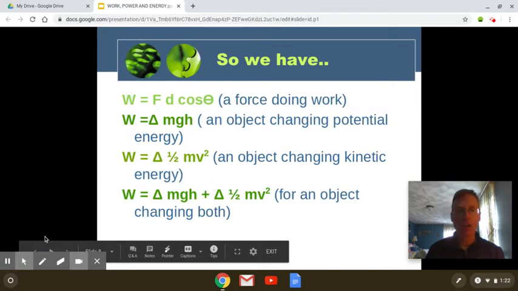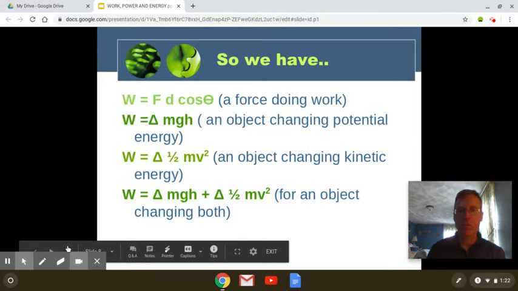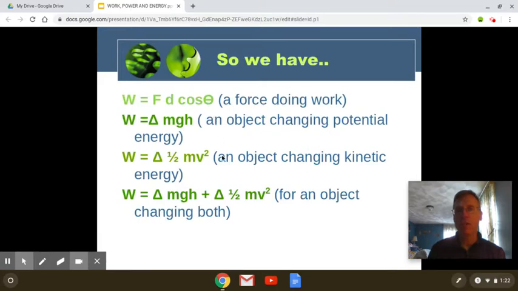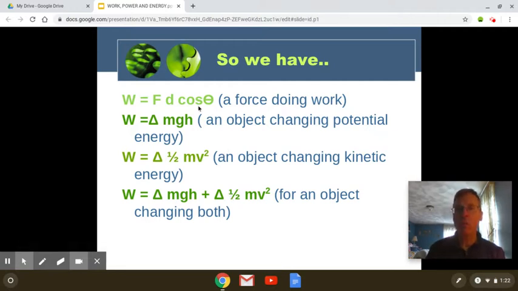Okay, oops, I got to go back here. All right. Okay, so there's the equation again. And here are your various work equations. Okay, and again, this is really all one equation. It's really W equals delta E in various forms.